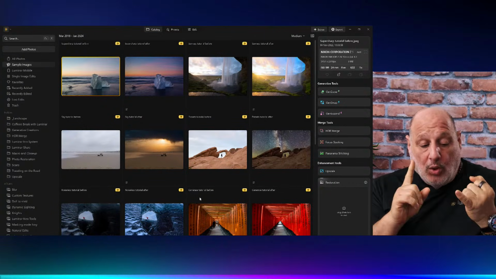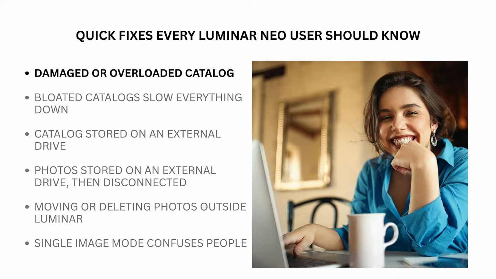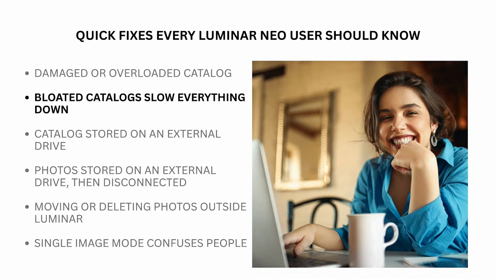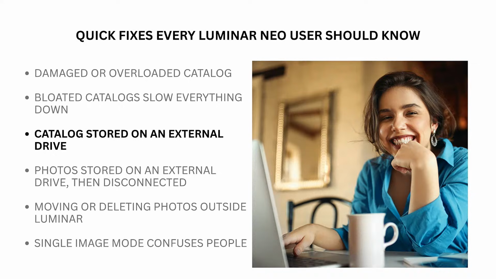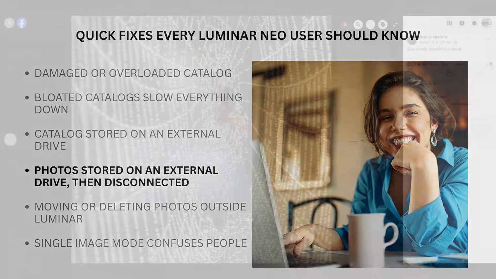Now, we already talked about, pull this back up again. Here we go. We already talked about damaged or overloaded catalogs, how to fix that. And we talked about the bloating of a catalog and what we could do, project-based versus one large catalog. And then from here, catalog, we already talked about this. It's stored on my local drive. Do not put it on an external drive. And the part I wanted to get to right here is, where should you put your images? All right, so where should we put our images?